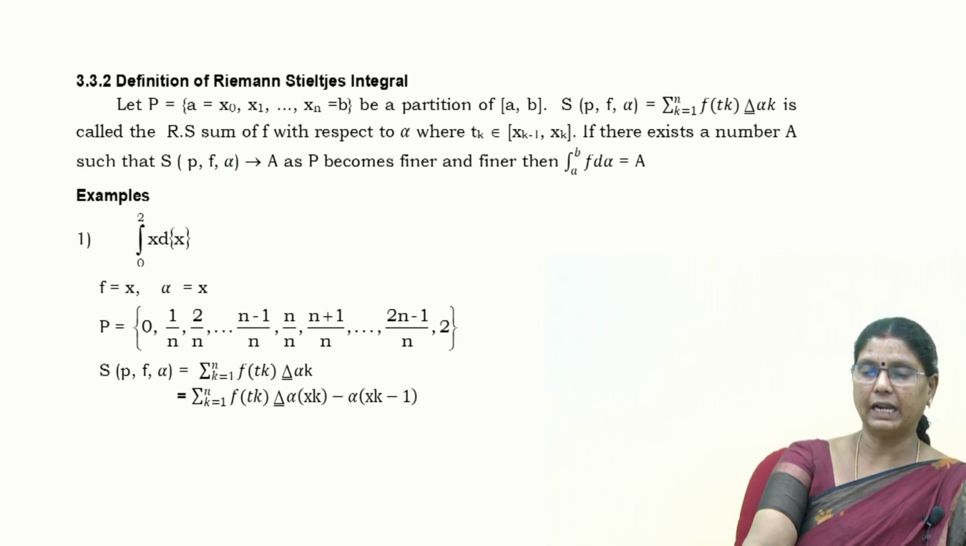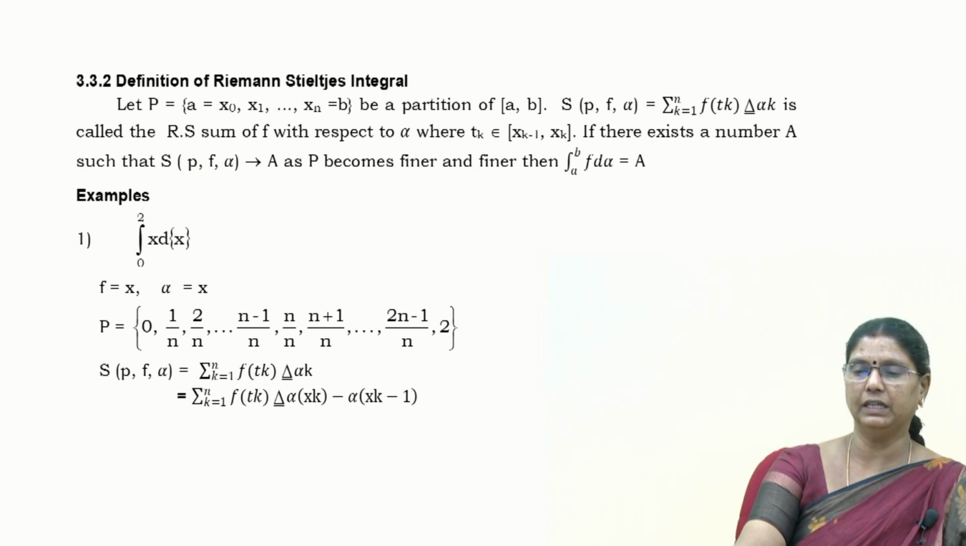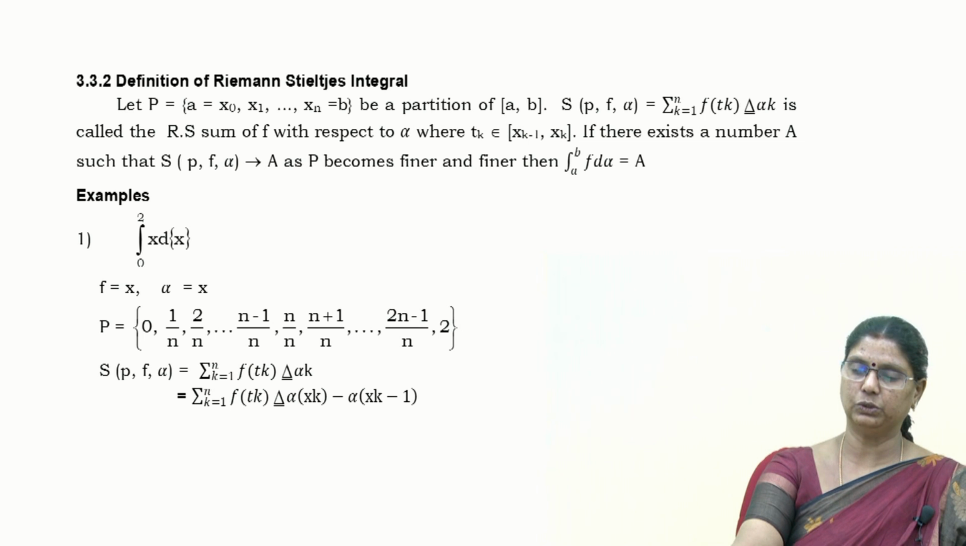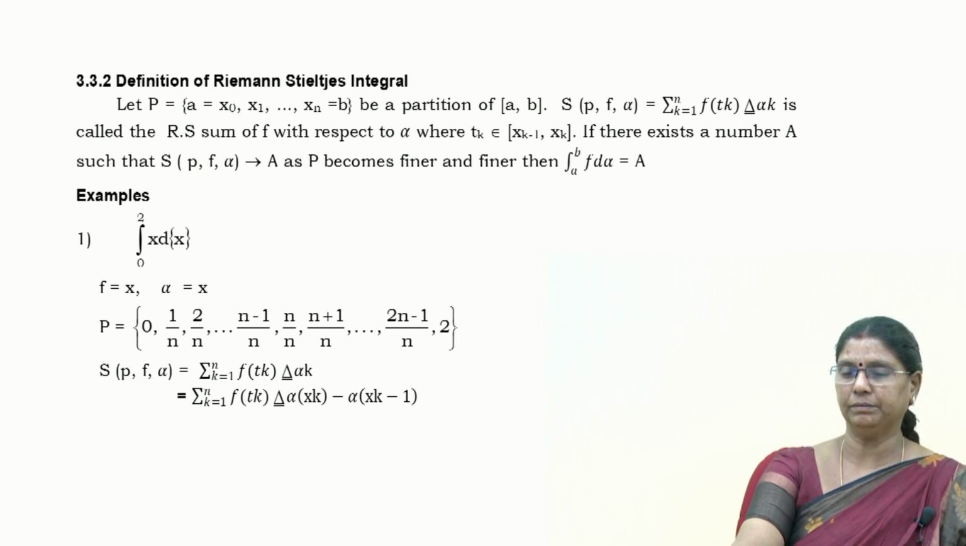Next, the definition of a Riemann-Stieltjes integral. Let P be a partition of the closed interval [a, b], and by definition S_P(f, alpha) can be written as the summation of f(tk) times delta alpha k, which is called the Riemann-Stieltjes sum of f with respect to alpha, and here tk belongs to the closed interval [xk minus 1, xk]. If there exists a number A such that S_P(f, alpha) tends to A as P becomes finer and finer, then the integral A can be expressed as the integral from a to b of f d alpha.